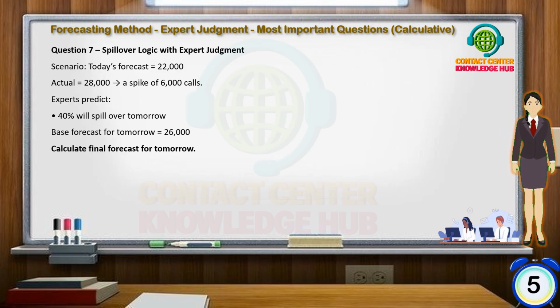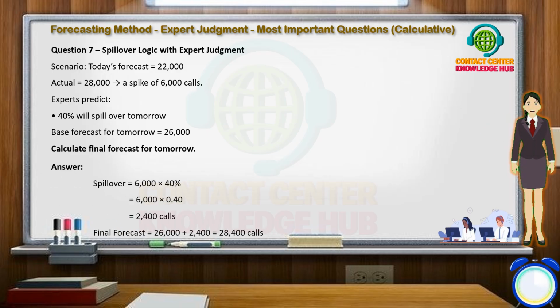Now, experts predict that 40% of this extra demand will spill over into tomorrow. We also have tomorrow's base statistical forecast, which is 26,000 calls. Calculate the final forecast for tomorrow. Think for a moment. And here is the answer. So we'll do this in 2 steps. Calculate spillover volume. Add it to tomorrow's base forecast.